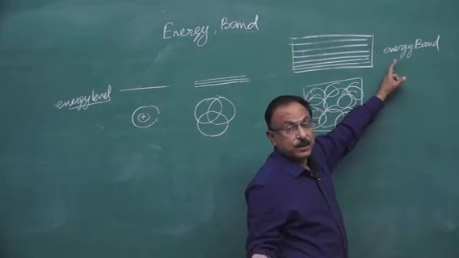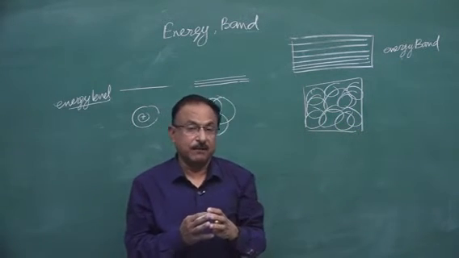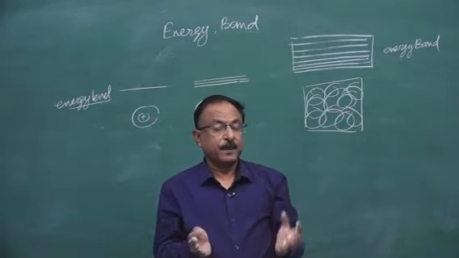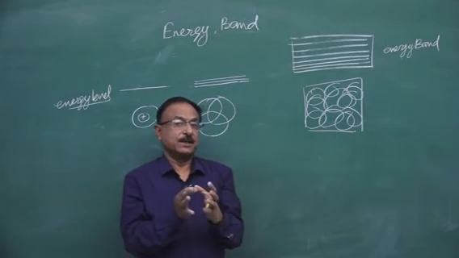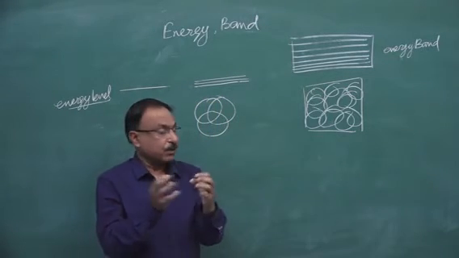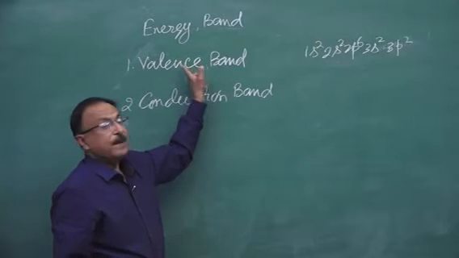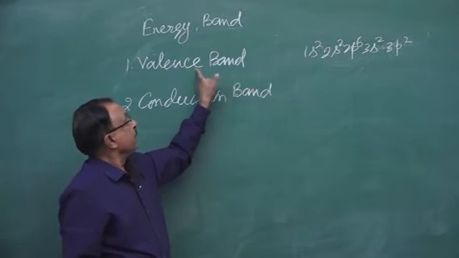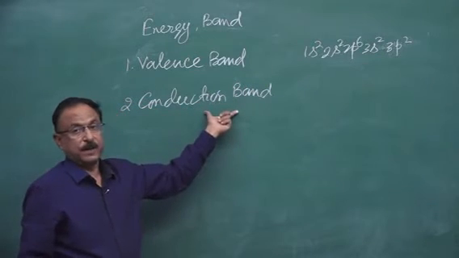So what is an energy band? An energy band is a group of closely packed energy levels. It forms when a large number of atoms are tightly packed in a crystal, so close that their orbitals overlap. Energy bands are of 2 types. First is the valency band, and the second is the conduction band.